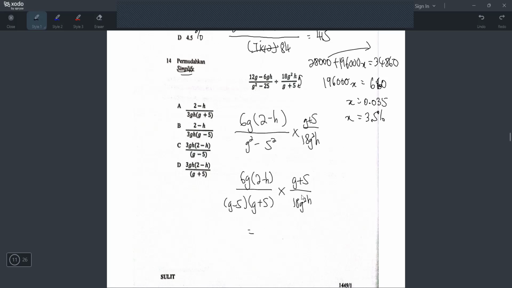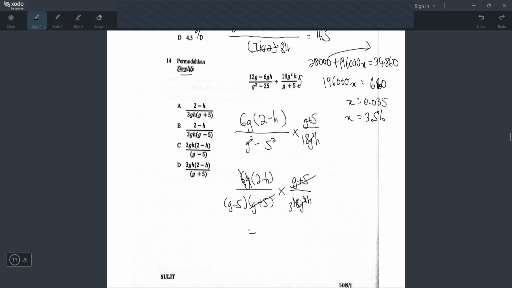Okay, how do you multiply fractions, darab fraction? You will take atas darab atas, bawah darab bawah. So when you take atas darab atas, bawah darab bawah, atas and bawah can potong. That is why G plus 5 and G plus 5 here can potong. So what you left? You left with 6G 2 minus H over this one, right? But this one and this one also can potong. So how do you potong? You will potong the 6 with the 18 like this, and then you left with 3. Okay, and then you potong G and the G square, you just left with G power 1 dekat bawah.